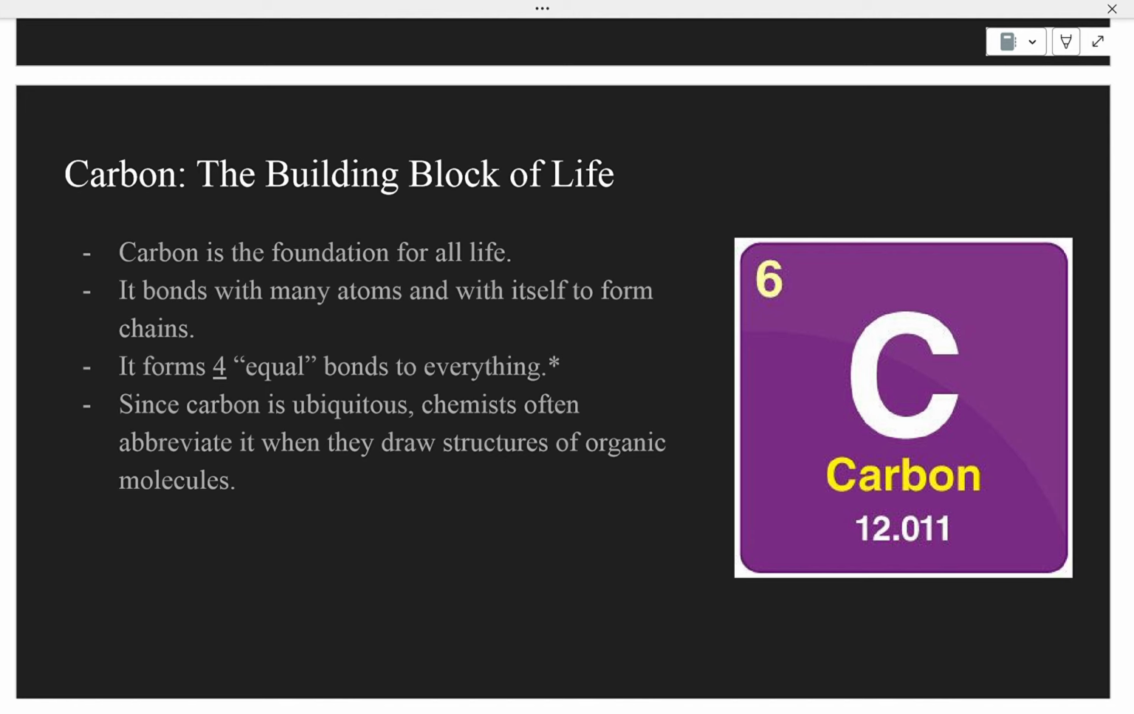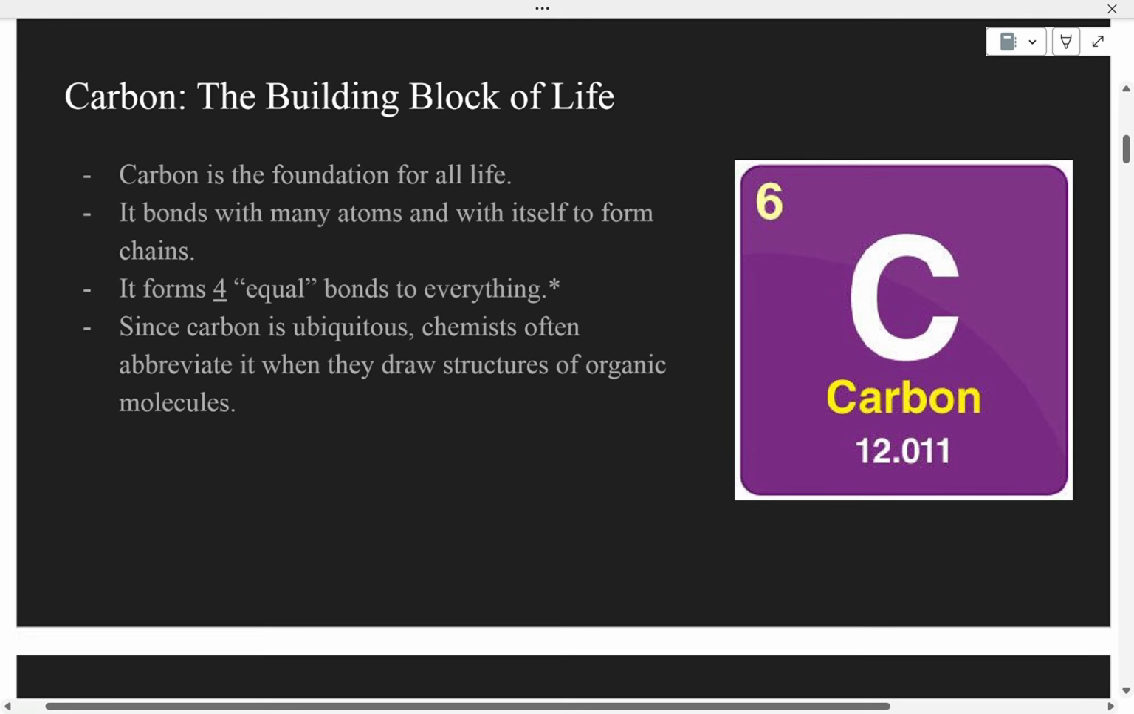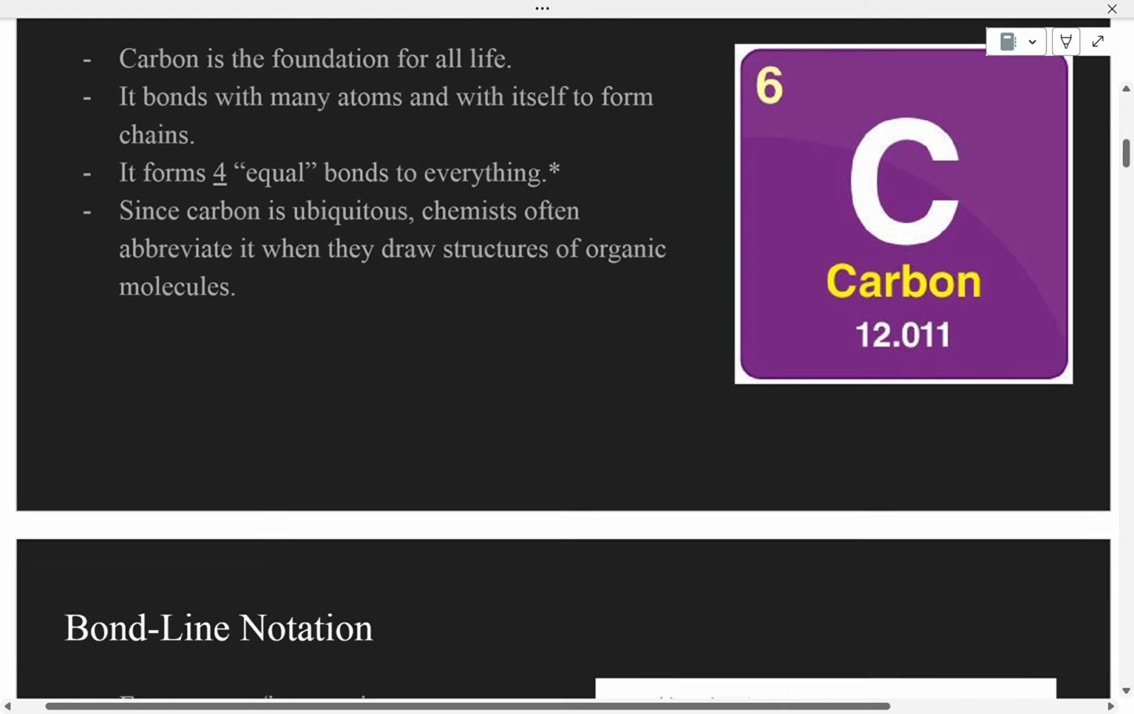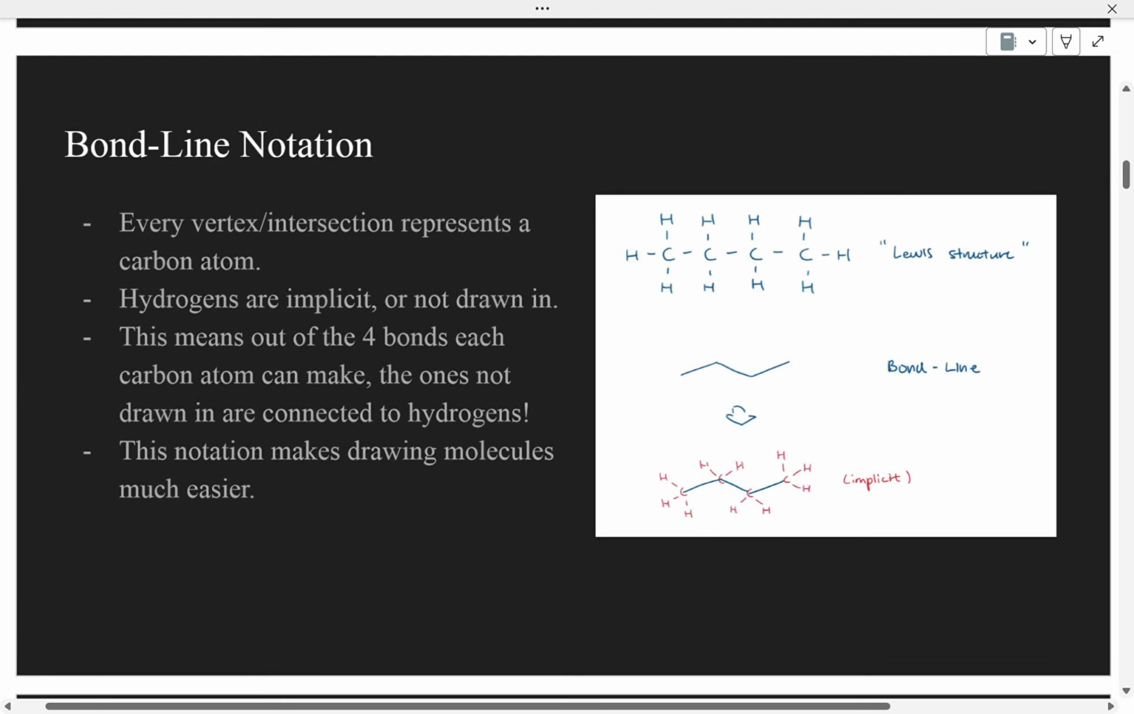It can bond with many other atoms and itself to form complex structures. A good thing to know is that it forms four equal bonds always. So since carbon is everywhere, chemists often abbreviate it by using a different form of representation visually that you'll see on the next slide. So this is something that we'll have to get used to.